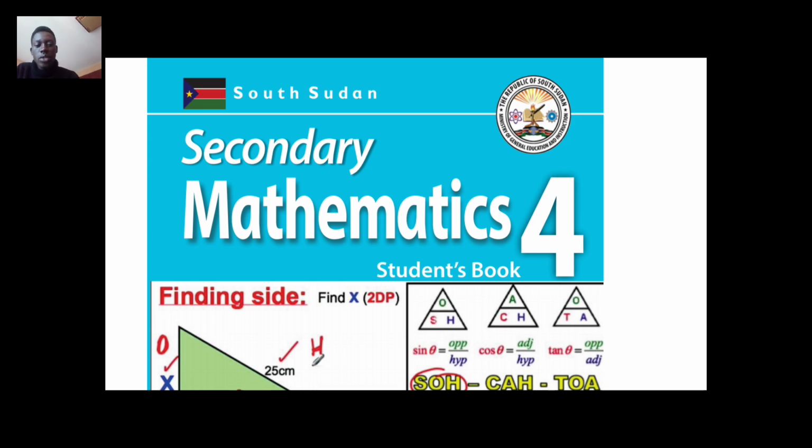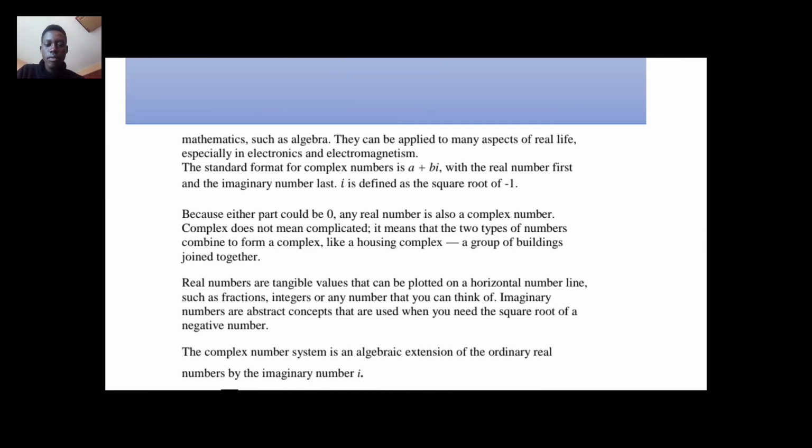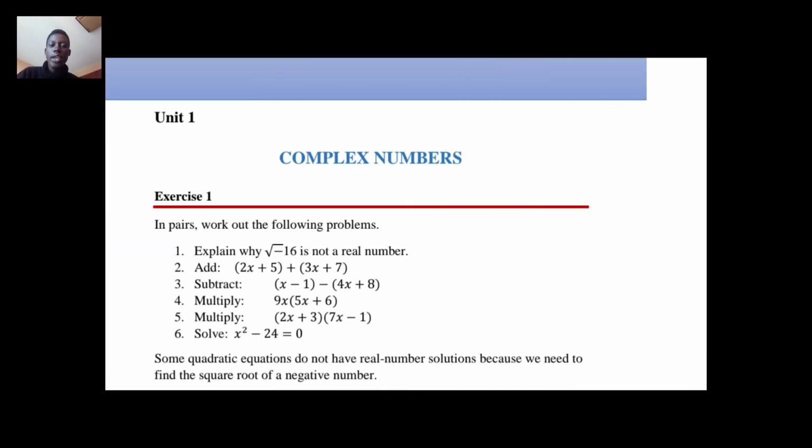So for today, we are going to start with the complex numbers in Unit 1. Unit 1, complex numbers. Complex numbers are found helpful in finding the square root of negative numbers. They are helpful in getting the square root of a negative number.